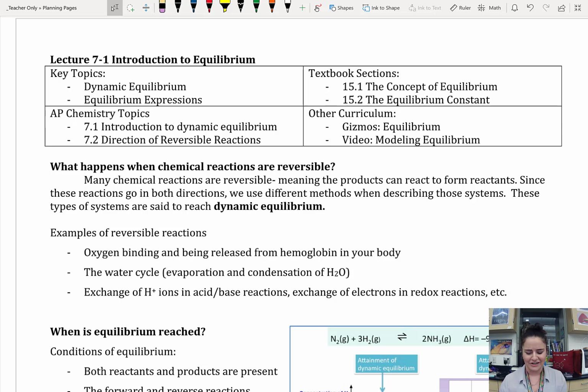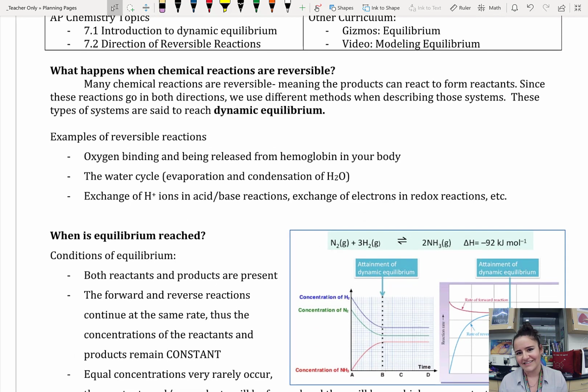So let's get started. So far in this class, we've only been talking about reactions that go in one direction, reactions where reactants turn into products. But that is just not the case in real life. In real life, many chemical reactions are reversible, meaning that just as the reactants form products, the products can turn into reactants. So we have to use different methods when describing those systems. And when they are done reacting, and I say that in quotes because they never quite stop, we call that dynamic equilibrium, okay?